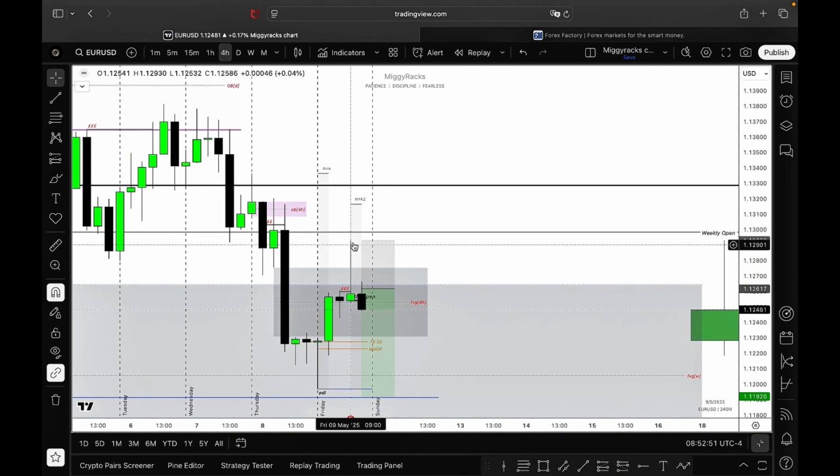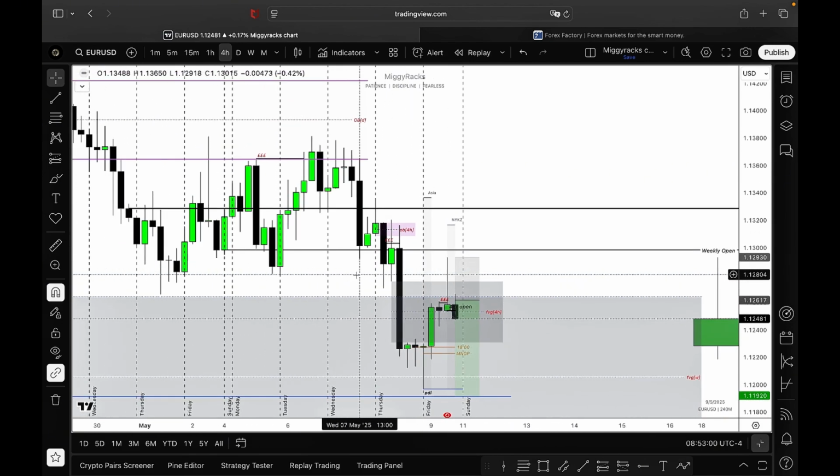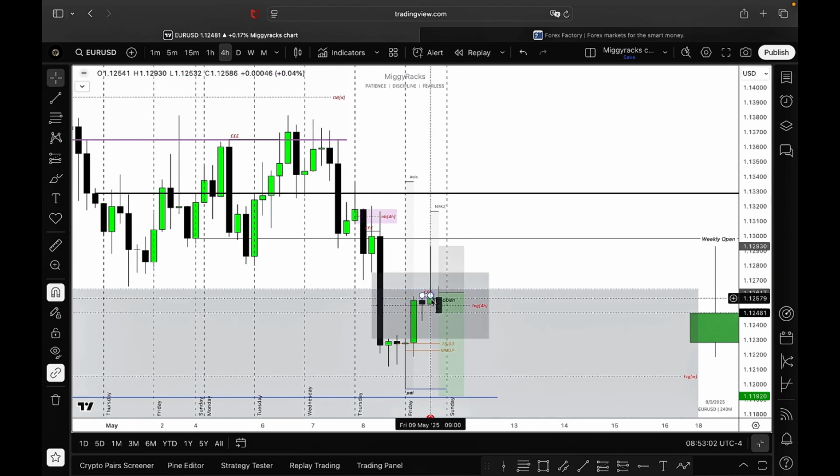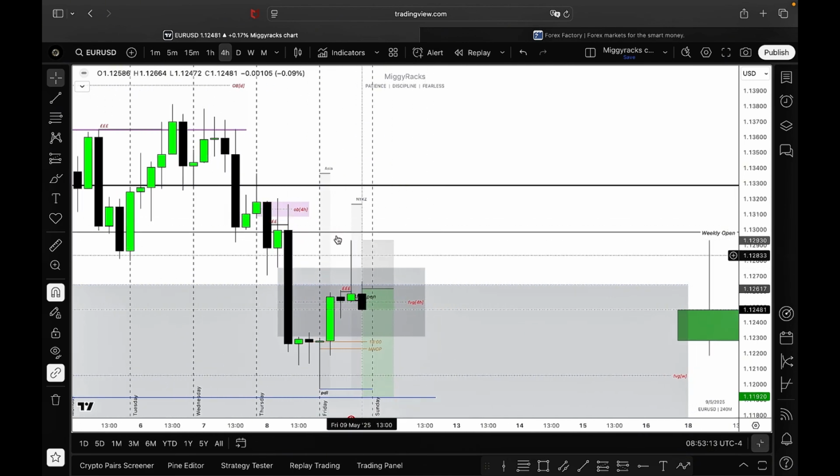And then it rejected completely. So it respected that fair value gap. And then it moved lower. And like I said in the previous video as well, price closed so far from this high, so it's less likely going to move higher to try and reach for that high again. It just wouldn't make sense. It would be unhealthy for the market.